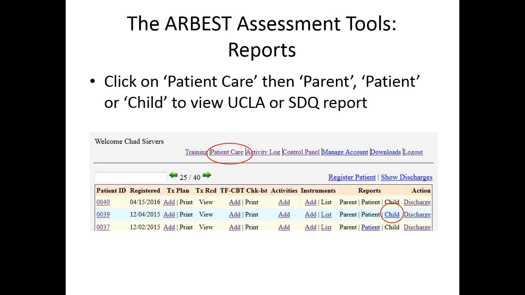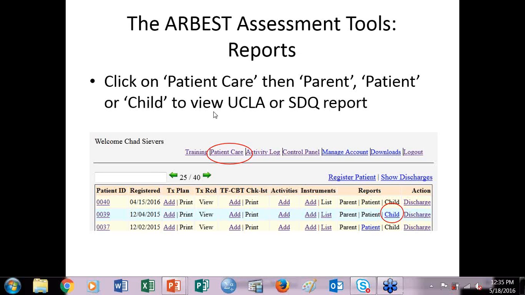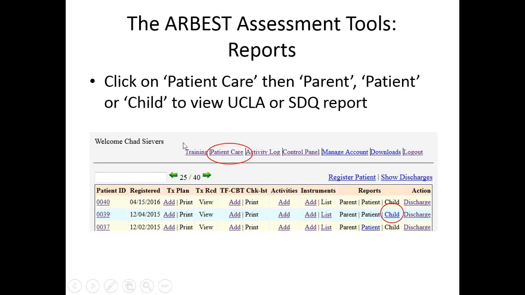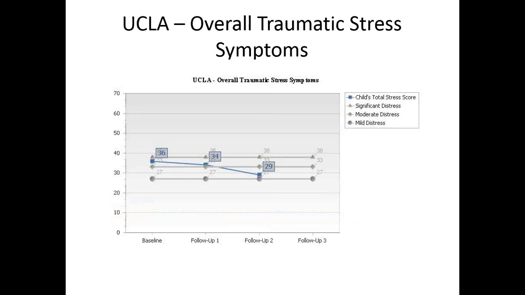All right. So after you've entered all your answers to the UCLA, how do you review those reports? Under the reports column, if you completed a child UCLA, it would be there. If you completed a parent or the adolescent version, that field is going to be highlighted with a link where you can see the report. So this is just an example.